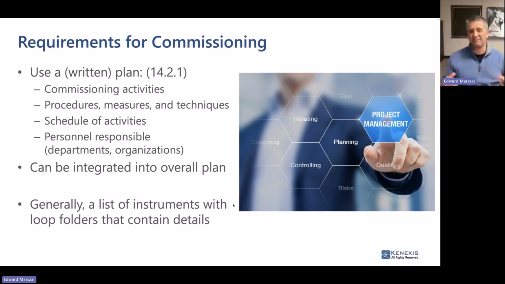The measures, meaning what are the targets, what are the objectives that we're trying to achieve, and then the techniques that we're going to use to perform the commissioning. The plan also needs to have a schedule of activities and the people that are responsible for getting the activities done. And then there's also another subclause that says you could take all of this and integrate it into an overall project plan. There's no need for an independent plan just for commissioning. Okay, so those are the requirements. 14.2.1 says you need to have a plan. Well, what does that plan look like? And this is the state of the art that I'm going to show you.